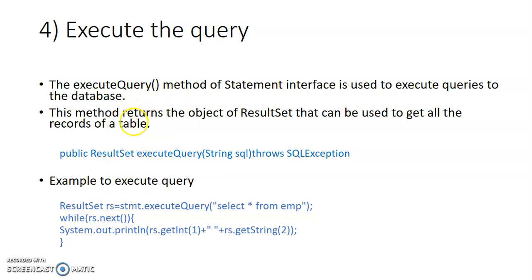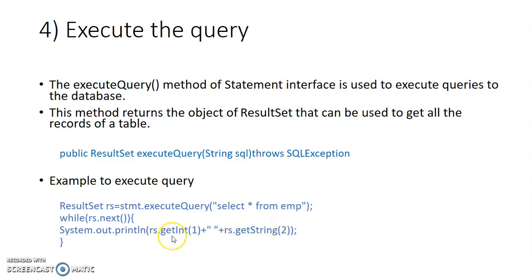Until and unless there are records available in the result set object rs, you are going to put them on the screen. System.out.println(rs.getInt). Now getInt and getString are methods available in the ResultSet interface. If your data is of type integer, you can call the getInt method. If your data is of type string, you can call the getString method.